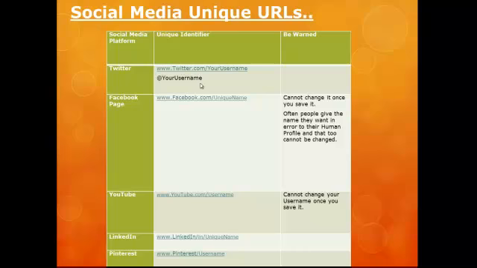So if they're too different, it's difficult to remember. It's best when you can get them both to be the same. YouTube, it's youtube.com/your username for your channel. LinkedIn, actually this is wrong. It should be linkedin.com/in/your unique name. Pinterest is also wrong. You can see I've missed the .com in LinkedIn and in Pinterest, but it's pinterest.com/your username.